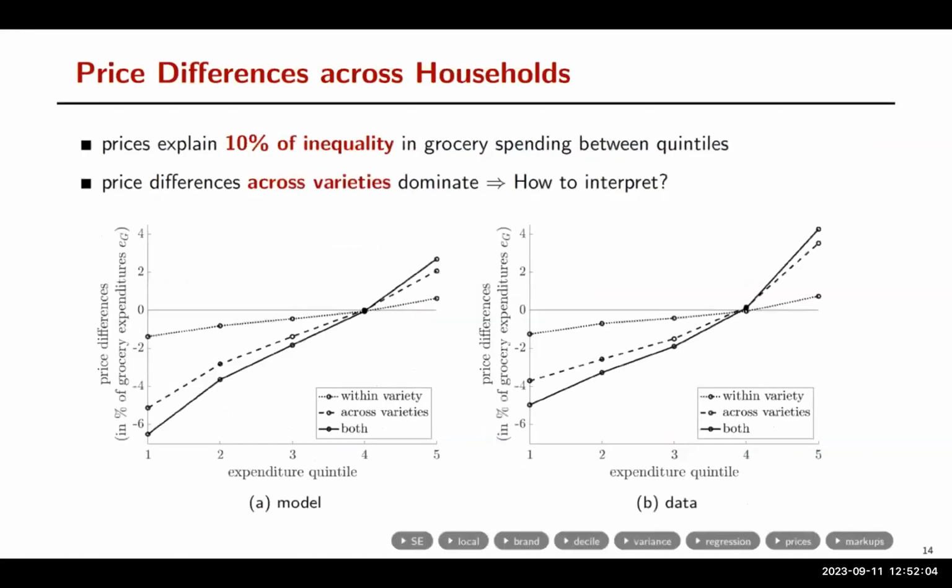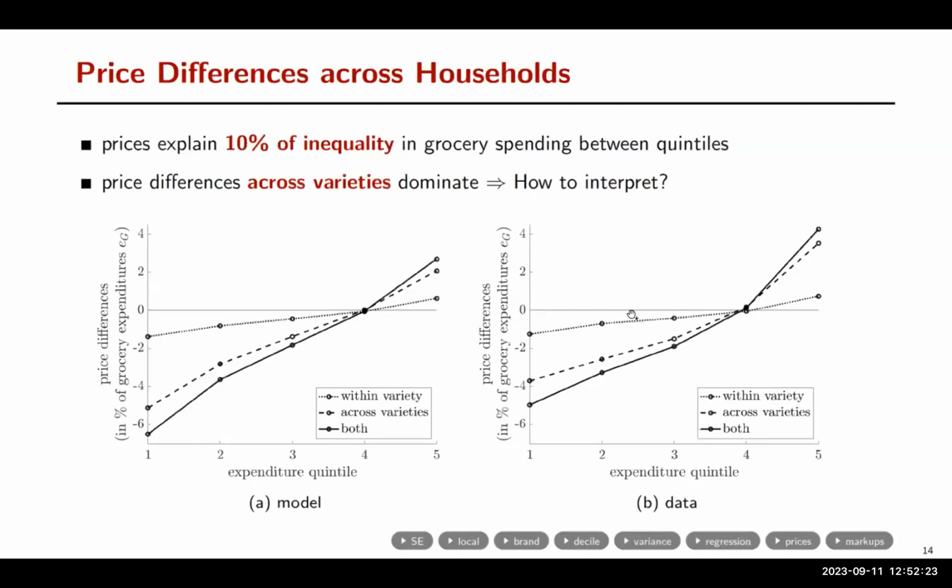How does this look in the model and the data? First, maybe the data on the right side. The way to interpret this graph is that the first quintile of expenditures pays roughly 1.5% less because they're paying less for exactly the same apple, and they're paying roughly 4% below average because they're buying apples that are on average cheaper.